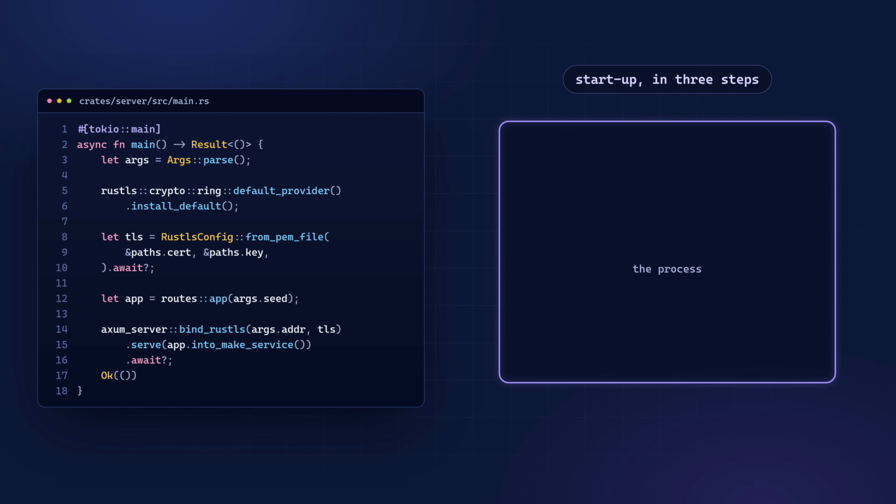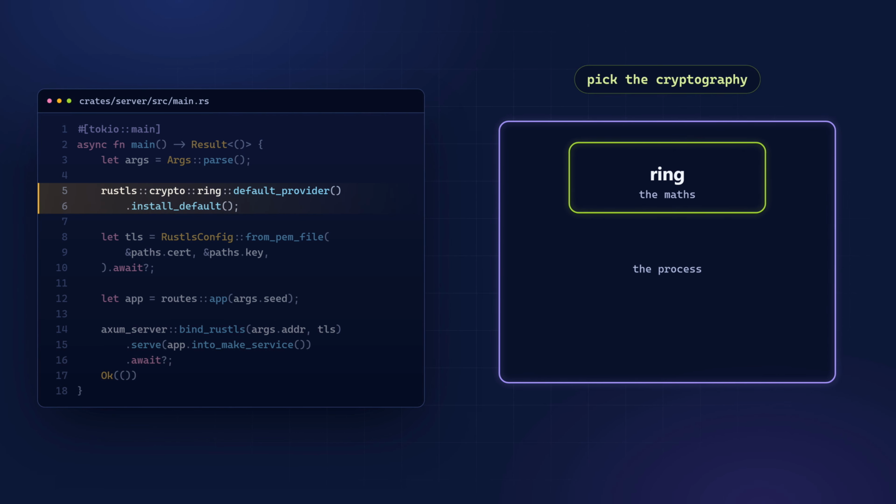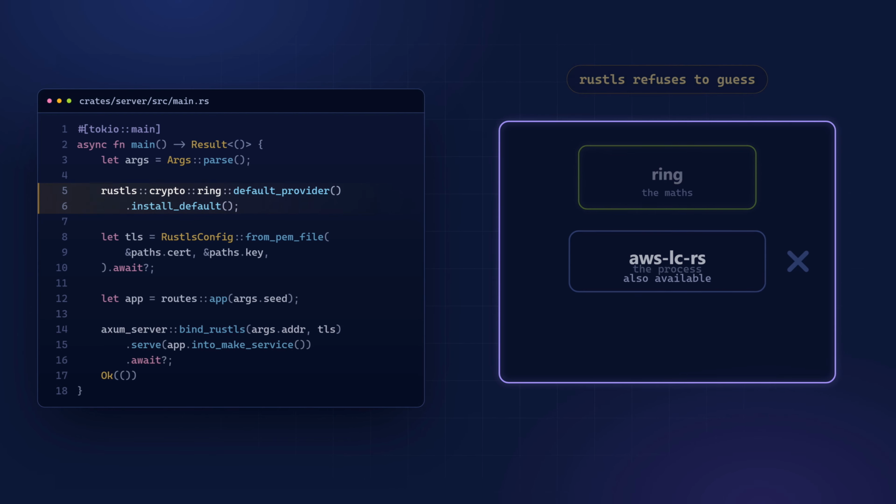File 2. The secure server boot sequence is precisely 3 steps and about 20 lines. First, we need to carefully choose the underlying cryptography engine. We go strongly with Ring. Rustls refuses to guess your backend, so you must compile it in explicitly.